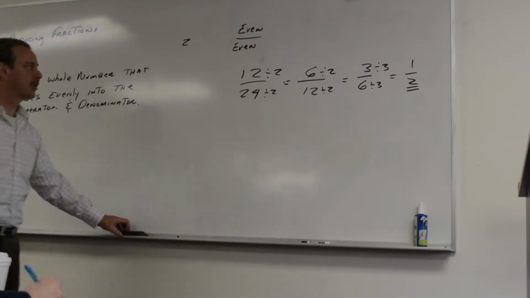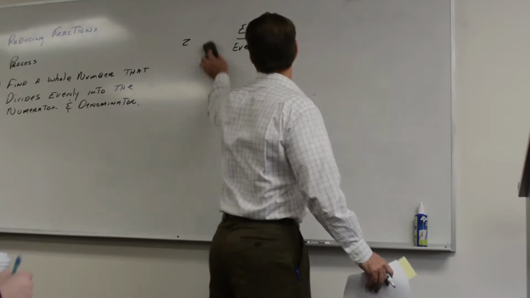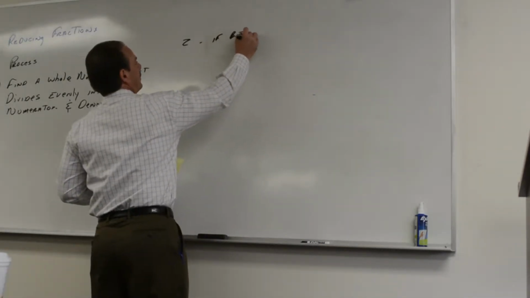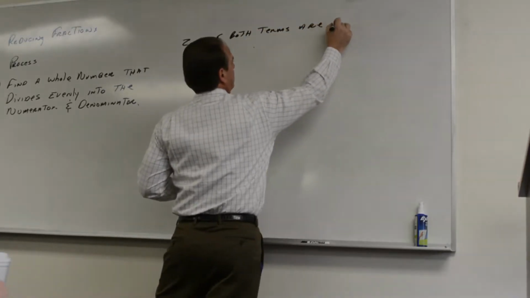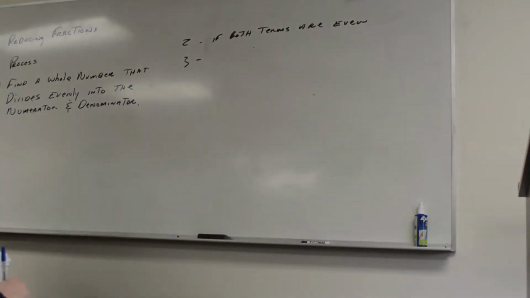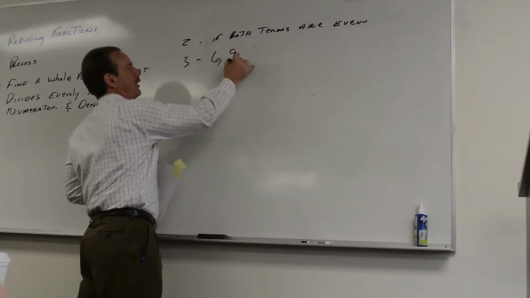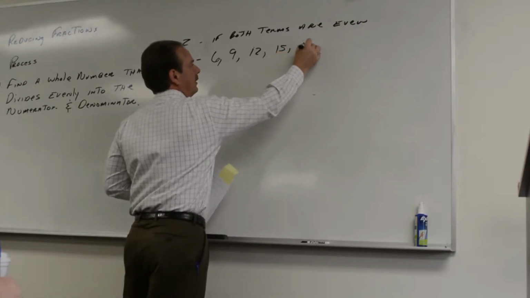All right. Let's go through something else here. We're going to just say always use 2 if the terms are even, right? What about 3? What type of number would 3 go into? 6. Yeah. It would go into 6. What else would it go into? 9. What else? 15. What else? 18. 21.